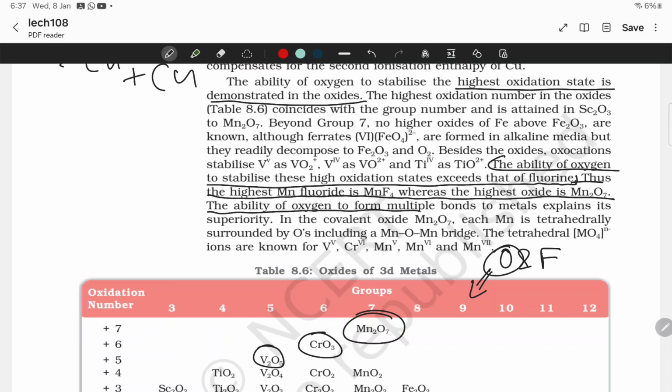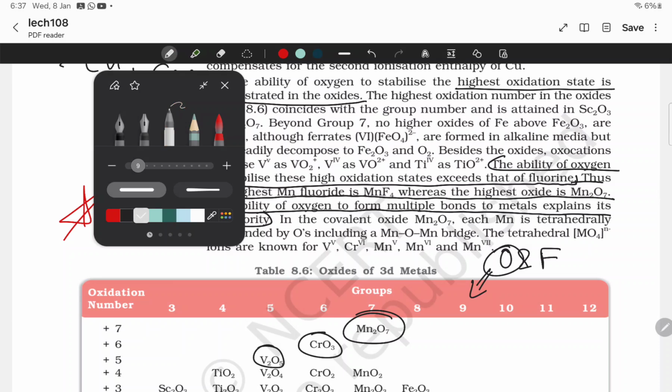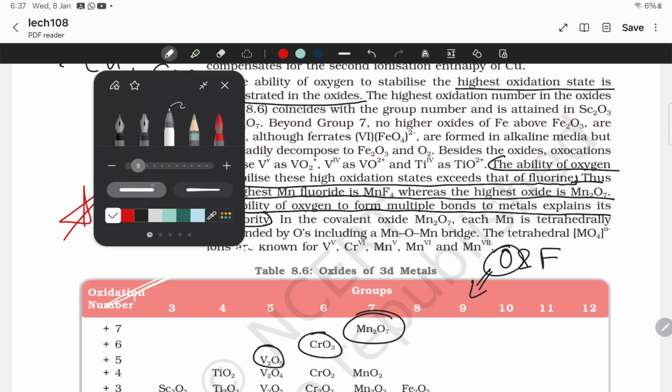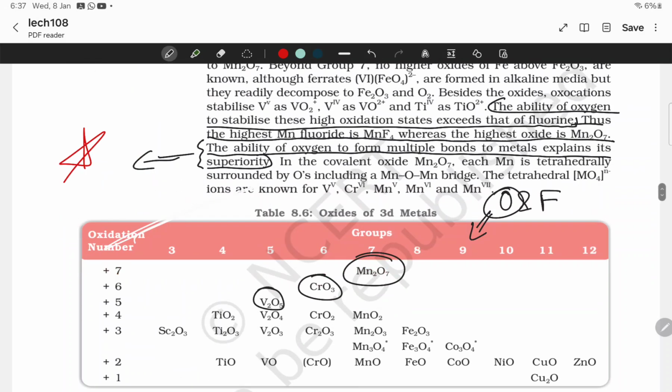The ability of oxygen to form multiple bonds to metal explains its superiority. This reason is important. It's the multiple bond formation capacity of oxygen that is the reason for it.